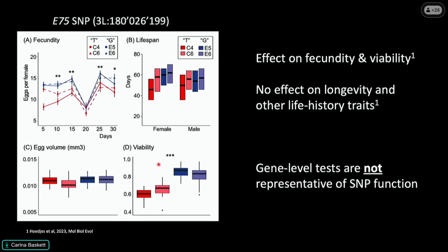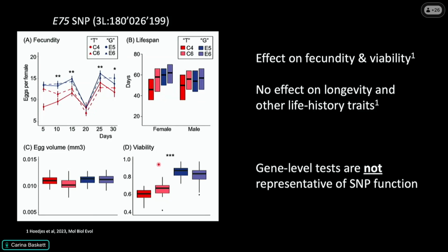And this basically tells you that when you do gene level tests, when you do RNAi, when you work with mutants, it is not really representative of SNP function. And if you really want to know what a SNP is doing, you should go and try and look at this SNP. And this is not easy, but if it works, it can give you some interesting results.